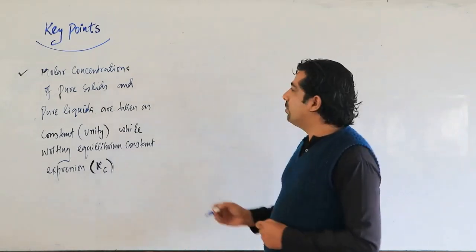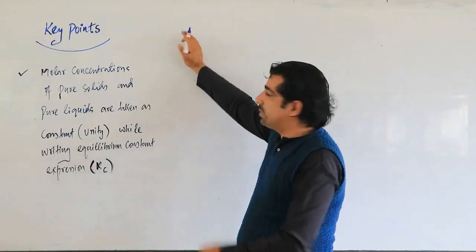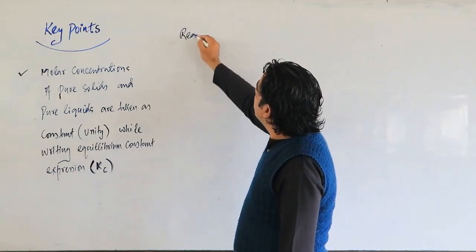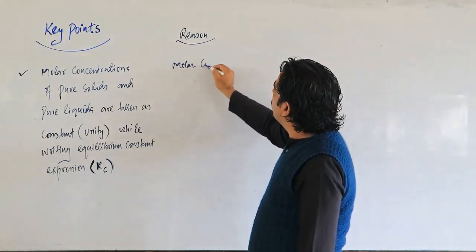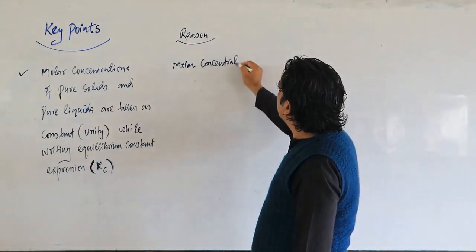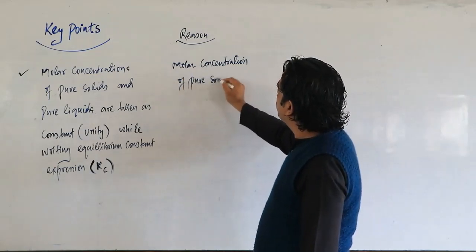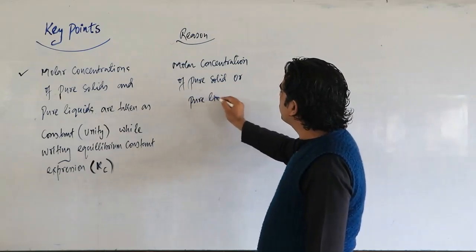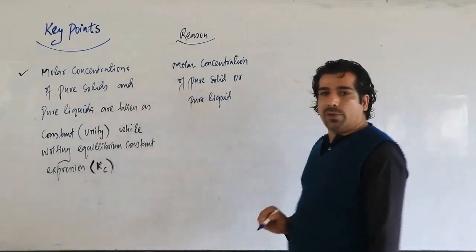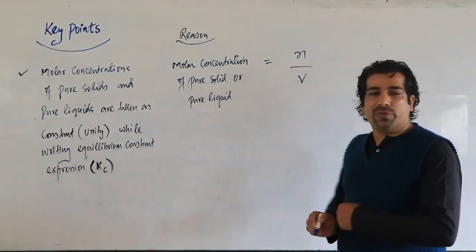So have a look. Why is it so? We have to answer it. Why are we taking it as constant? So let's write down the reason here. Let's take the molar concentration of pure solid, or I can take pure liquid. We know that it's equal to number of moles per unit volume, n upon V.